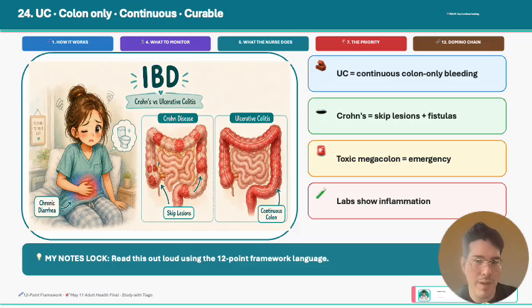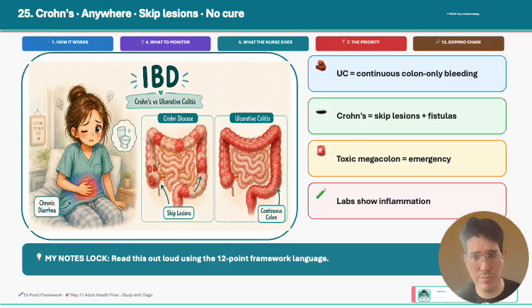So the key memory point is that UC is colon only, because the disease is limited to the colon and rectum. Removing the colon can remove the disease source. That is why colectomy, right, can be curative for UC. What can go wrong? Severe bleeding, dehydration, anemia, toxic megacolon, right? Perforation, and increased colorectal cancer risk over time.